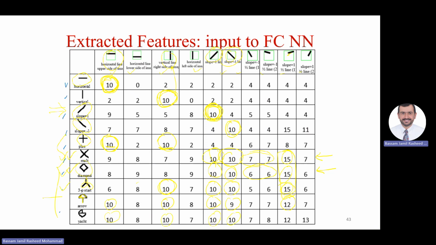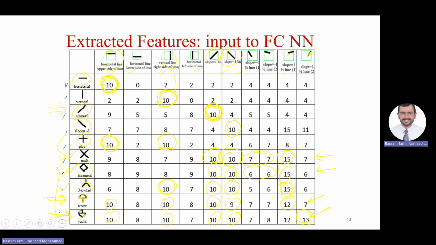But notice the difference between the arrow and the yacht is this number here. And the yacht got this slope, which is right here and right here. That's why it has a large value here. So it detected more of this feature. So that's how the fully connected network should distinguish between the arrow and the yacht.